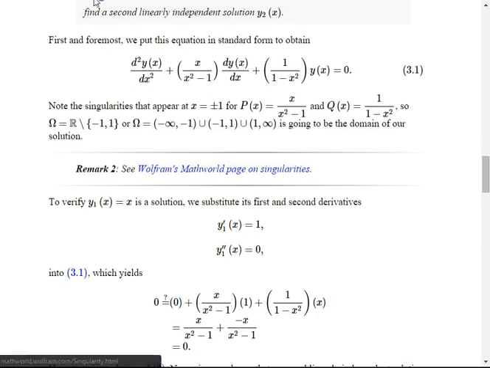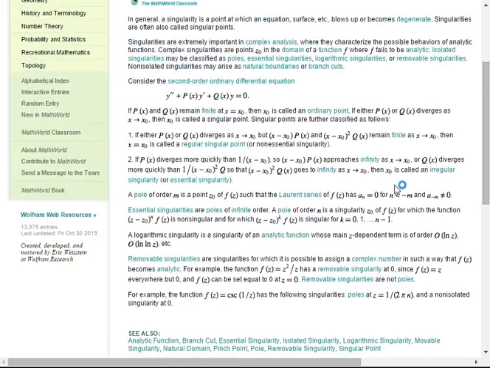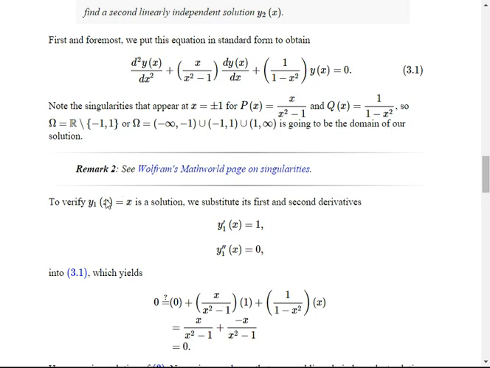And I did want to mention that Wolfram's MathWorld has an excellent page on all the different types of singularities we might come across. So we've studied ordinary points and singular points, which I mentioned.